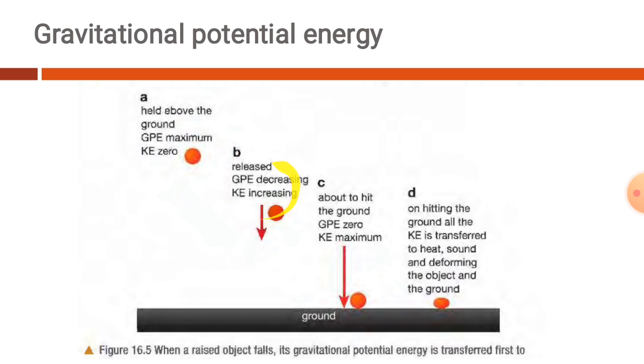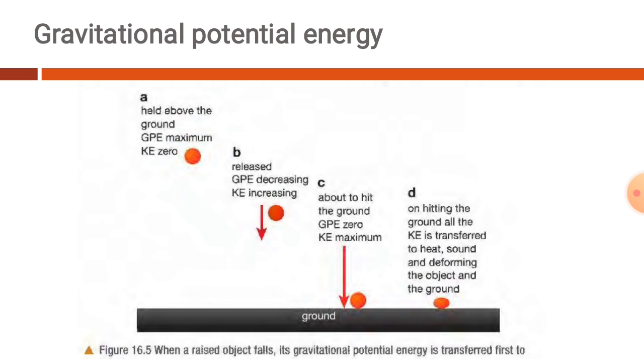Next stage, when the ball is released and falling, the GPE is decreasing and the kinetic energy is increasing. Then the third stage, when the ball hits the ground, the GPE is 0. You can always remember that when a ball stays on the ground, it doesn't have any GPE at all, it has 0 GPE.